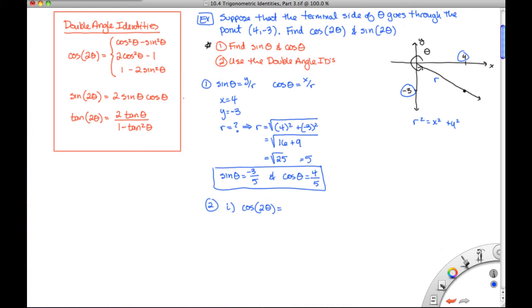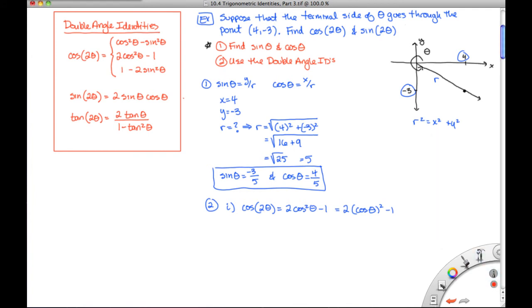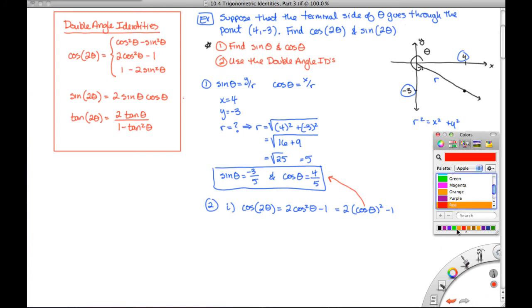So I know that this is going to be equal to 2 times cosine squared theta minus 1. And just for notation's sake, we'll give the alternative, which is the cosine of theta squared minus 1. Now we know cosine of theta. We just found it right here. So we know that the cosine of theta is going to be 4/5. So we're going to use that in solving this problem.